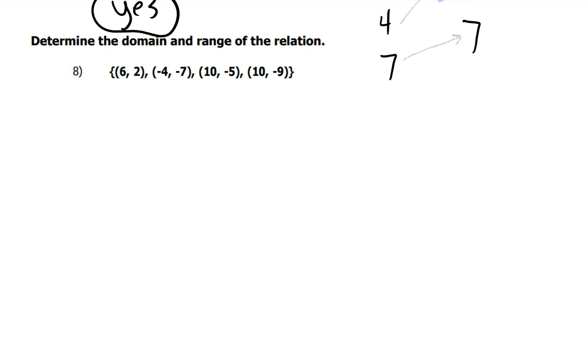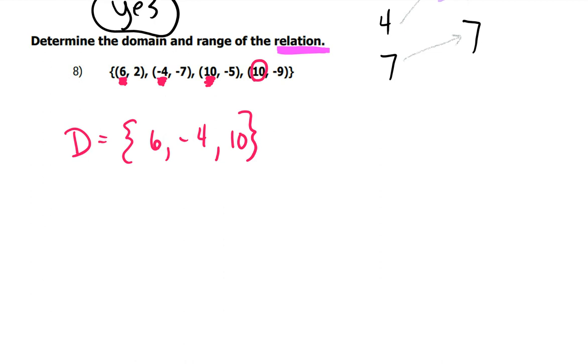Number 8 just wants to know what's the domain and what's the range of this set of ordered pairs, which is also known as a relation. The domain, we'll put D for domain, would be the set of all the x coordinates. And we've got a 6, a -4, a 10, but then we've got a second 10. You don't want to list it twice, so just write 6, -4, and 10.